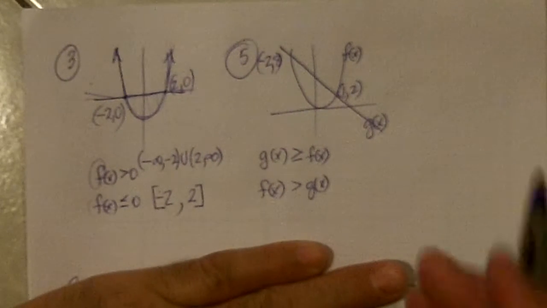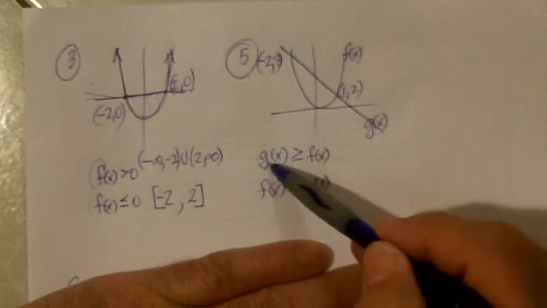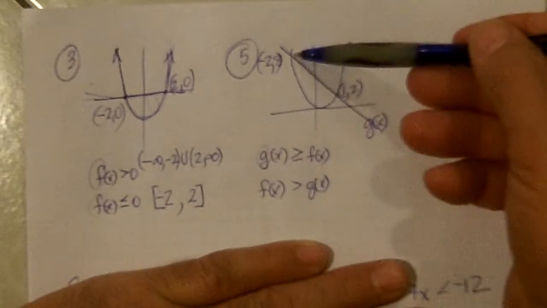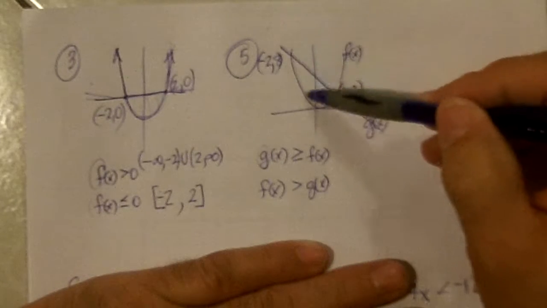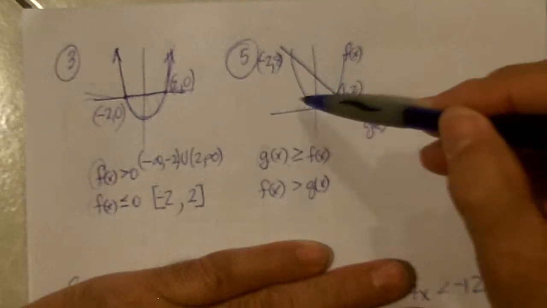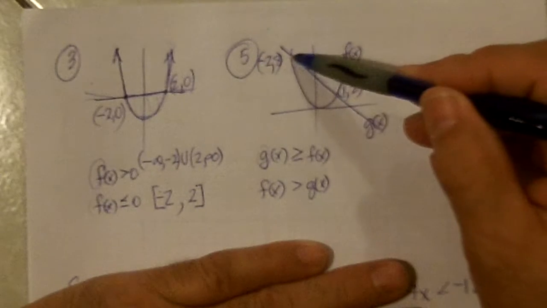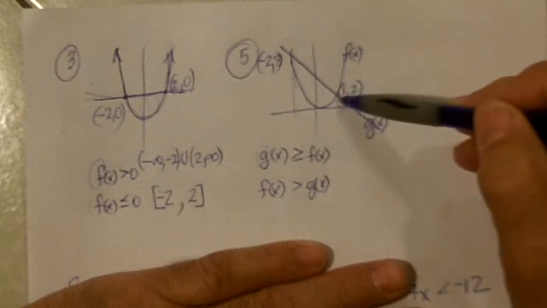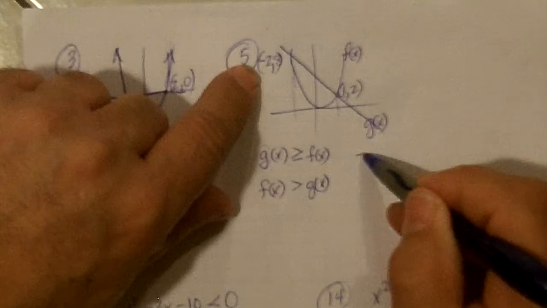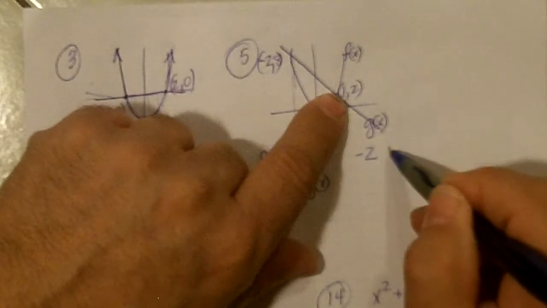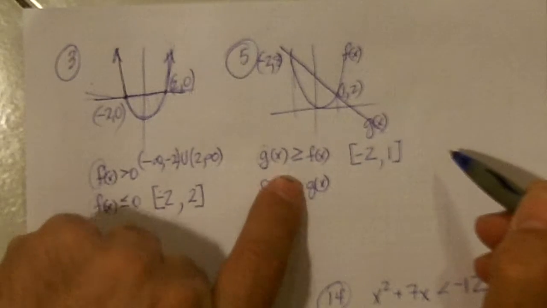Now 5 says, when is the g graph, the line, the y height, the height of g, above the f? Well, g is higher than f only for these here. The line is above the parabola from here in the x direction to here. So it happens when x is between -2 and 1 and equal at those, so we can include those.